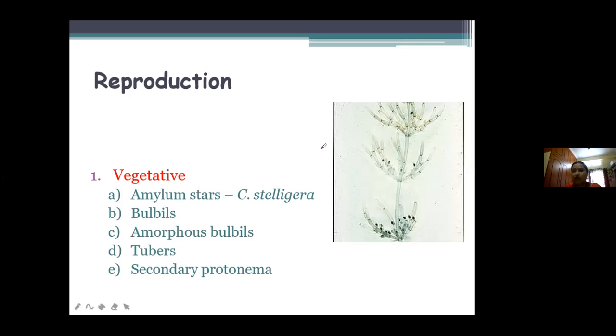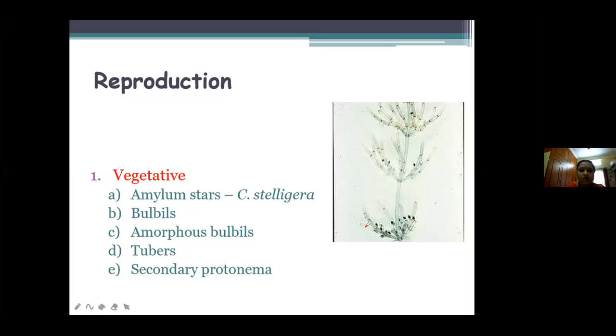Here the vegetative reproduction takes place by protonema, bulbils, amylum starch. See here, in the PPT, observe the bulbils, protonema and amylum starch. Amorphous bulbils are there, secondary protonema. These are the vegetative reproduction. First one, ma'am, what is the protonema? See here, secondary protonema is there, no? That one is, what is it, one minute, ma'am.